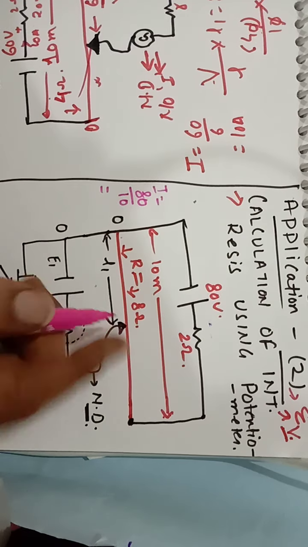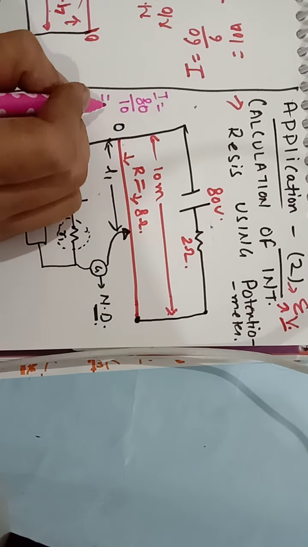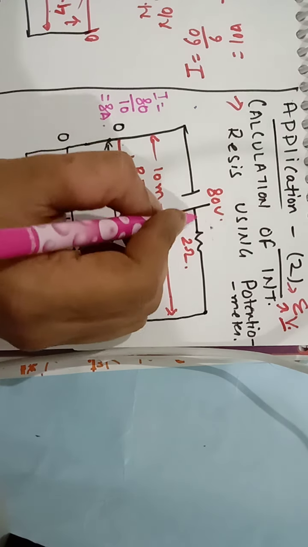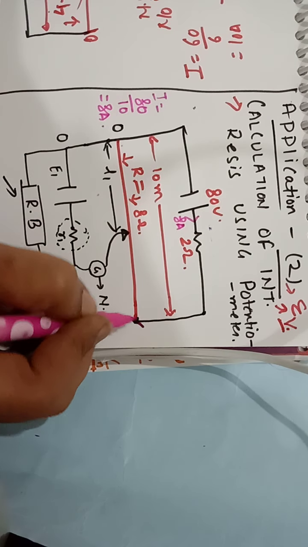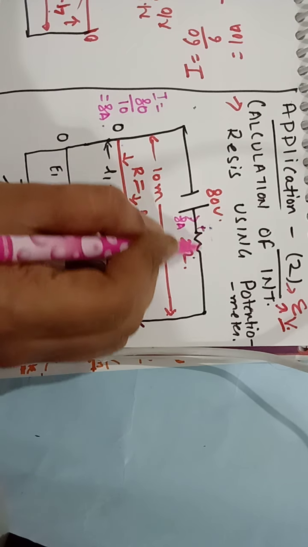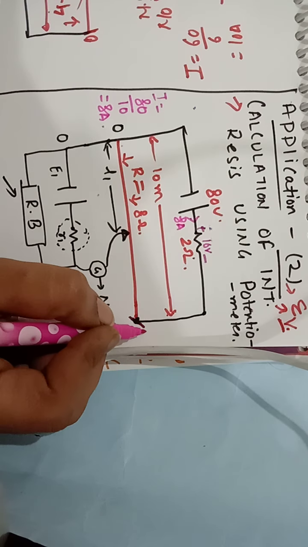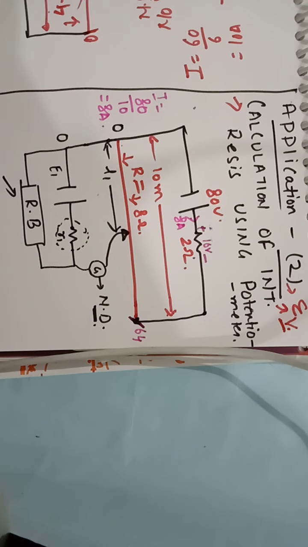So now what will it be? 8 amps. Suppose it is 80, it is 2, 8 amps is going on, right? What will be the voltage over here? 8 into 2 is a 16 volt drop over there, right? So 80 minus 16 will be 64. 64 plus 16 is 80, right? It is 64 volts.